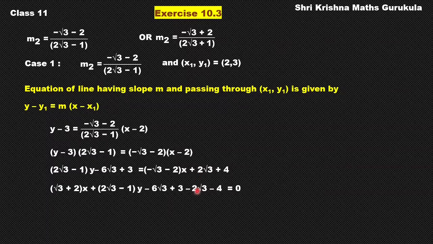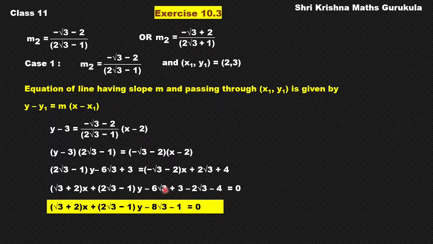This term becomes negative, right? So it is minus 2 root 3. Minus 6 root 3 minus 2 root 3 becomes minus 8 root 3. So this will be 3 and this will be plus 4 going to LHS, which will be minus 4. So this will be minus 1. So after simplification, you can see this is minus 8 root 3 and this is minus 1.